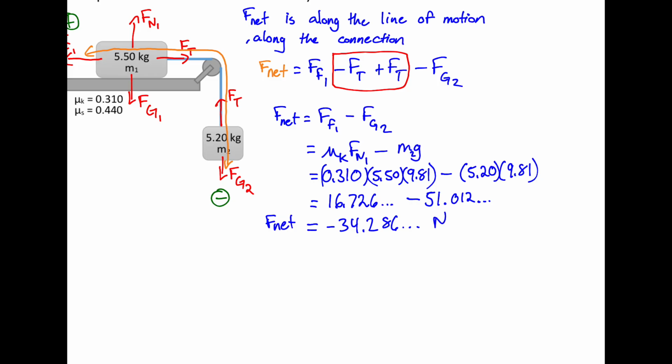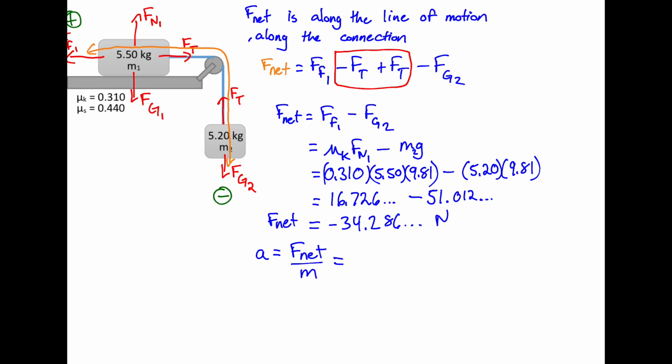What's the goal of the question? Acceleration. How do I find acceleration? Acceleration is F net over m, right? What's the mass of this thing? It's 10. Why is it 10? Because what is moving? Which block is moving? Both are moving. So both go into the mass here.